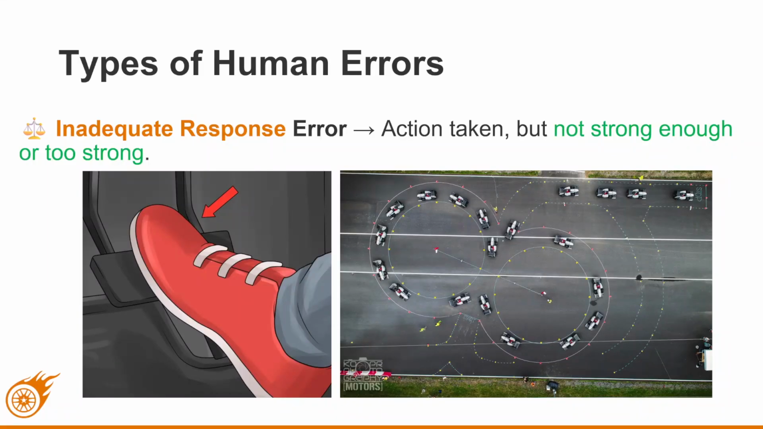Another example would be ABS systems, anti-lock braking systems. ABS systems are meant to help the driver brake at the proper frequency, because in cars without ABS, you kind of have to pump the brakes a little bit in order to brake properly. So an ABS system is an example of accounting for and preventing this sort of inadequate response error. It's helping the driver, it makes their job easier, and keeps them safer.